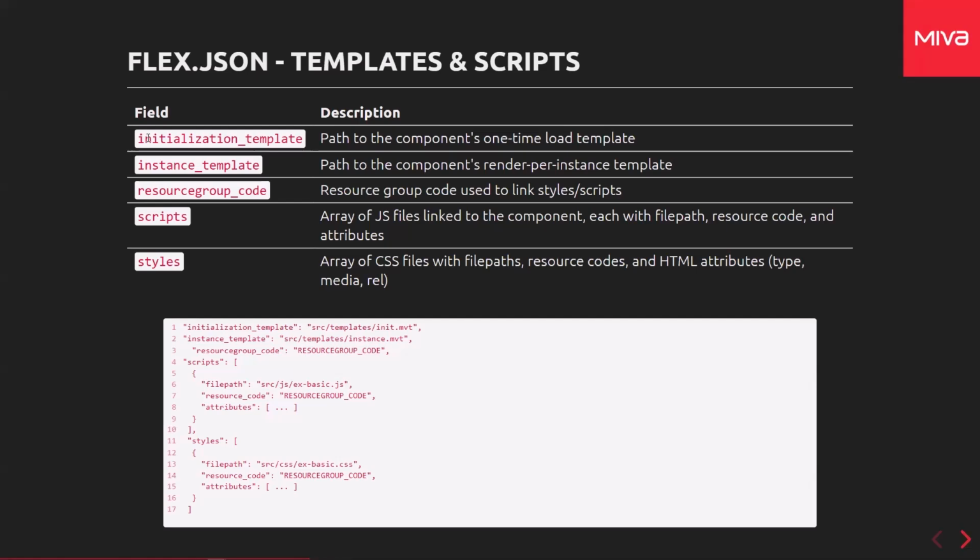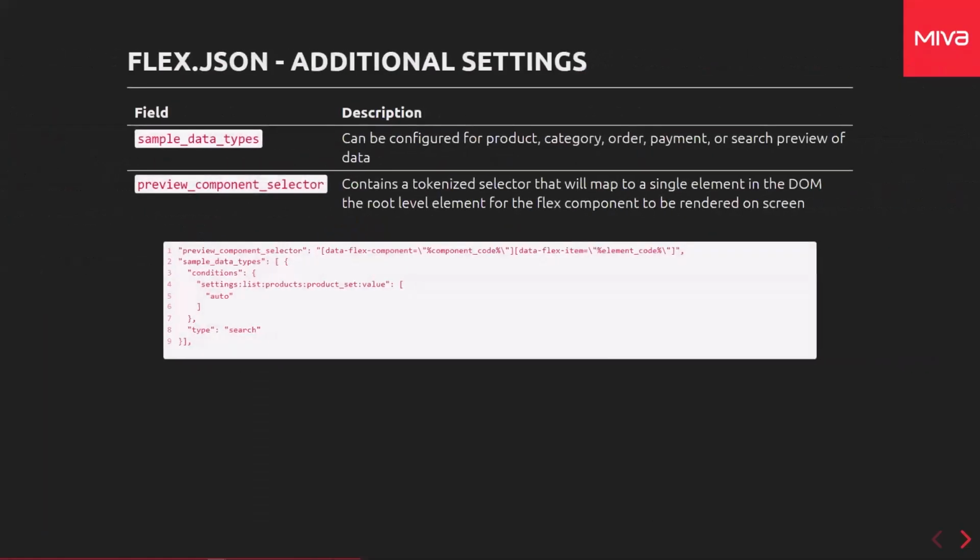All right. Before we get into the nuts and bolts of what the flex component, the flex.json file, is, we're going to take a look at some recent additions that became available in the settings. So in version 10.10, Miva introduced a couple of new features in regards to flex components.